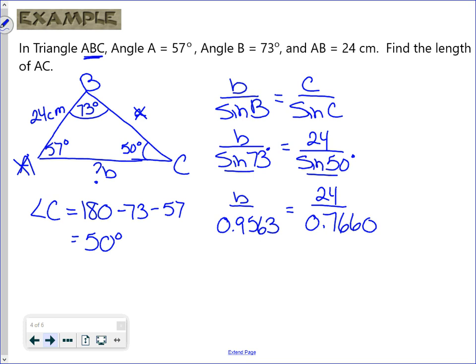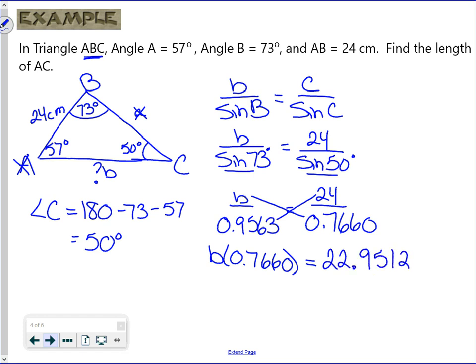So now we're going to cross multiply. So I'm going to have B times 0.7660. And then I'm going to multiply 24 times 0.9563. And I'm just going to multiply this right now. 24 times 0.9563 gives us a value of 22.9512. Now the last step is to get the B value by itself, so we're going to divide by 0.7660.